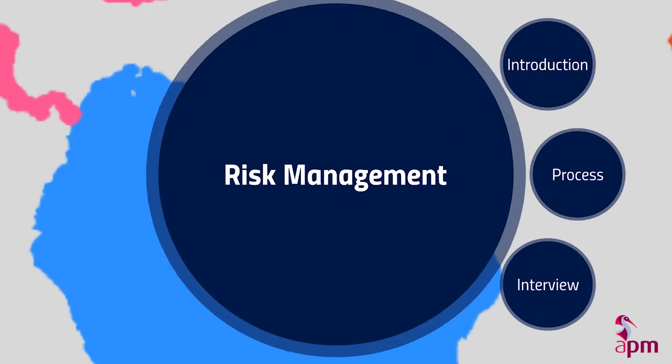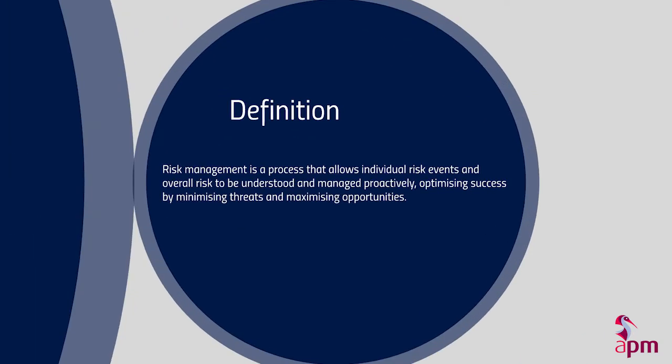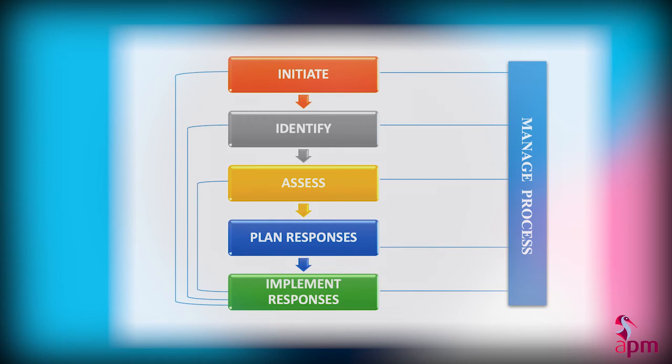Risk management allows individual risk events and overall risk to be understood and managed proactively. This process includes initiating, identifying, and assessing risks, planning and implementing responses. Assessment or response planning can lead to the identification of further risks, which means the whole process is iterative. All projects are inherently risky, which makes managing risk essential and indispensable for each project manager in every project.